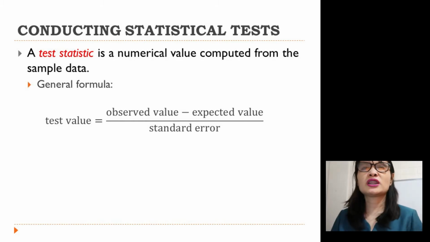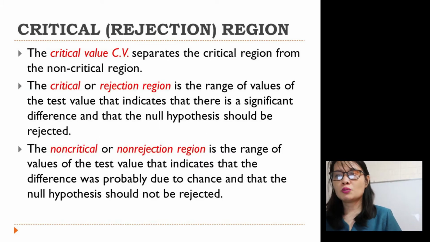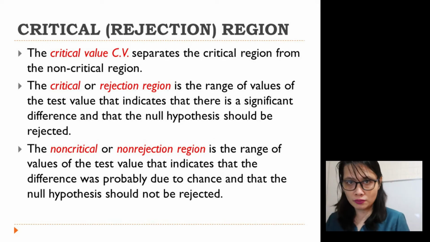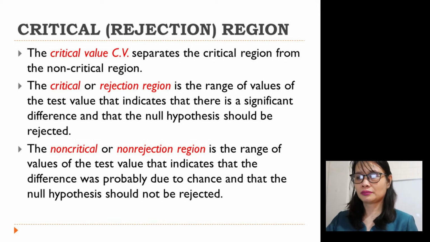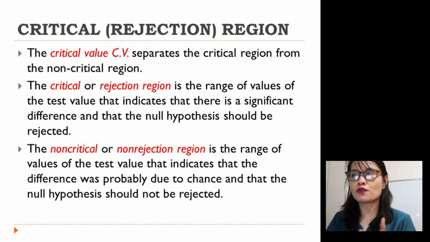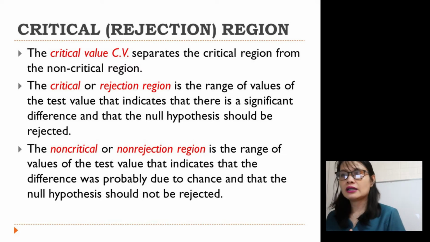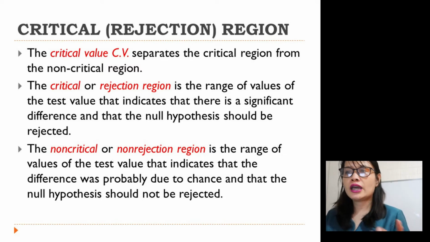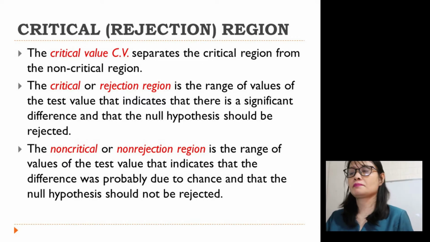Okay? What about the critical value or CV? When we say critical value, it separates the critical region from the non-critical region. The critical or rejection region is the range of values of the test value that indicates that there is a significant difference and that the null hypothesis should be rejected.